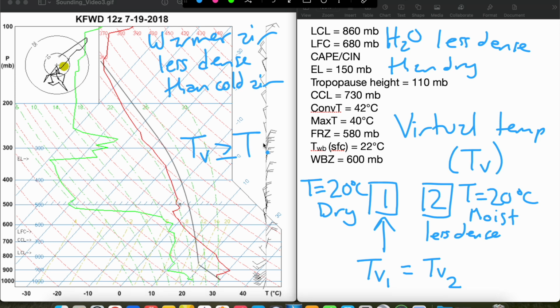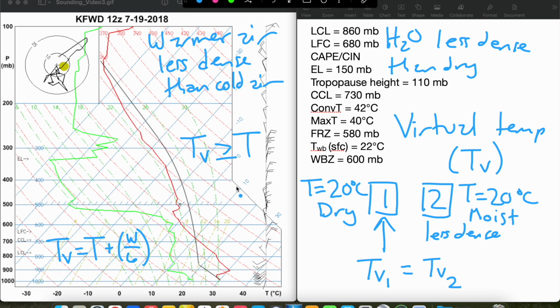And once again, it accounts for how the moisture content of a parcel changes the density of that parcel. So the way we find the virtual temperature from a sounding is we first find the mixing ratio passing through the dew point at a given level, and then we use this equation: virtual temperature equals the temperature at a given level plus the quotient of the mixing ratio divided by 6. So from that, we know that the mixing ratio is always positive, so the virtual temperature always has to be greater than or equal to the actual air temperature.